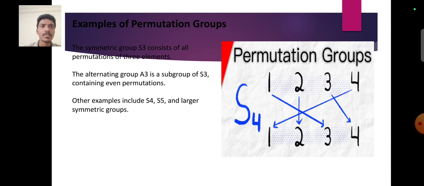Examples of permutation groups. The symmetric group S3 consists of all permutations of 3 elements. The alternating group A3 is a subgroup of S3 containing the even permutations. Other examples include S4 and S5, which are larger symmetric groups.